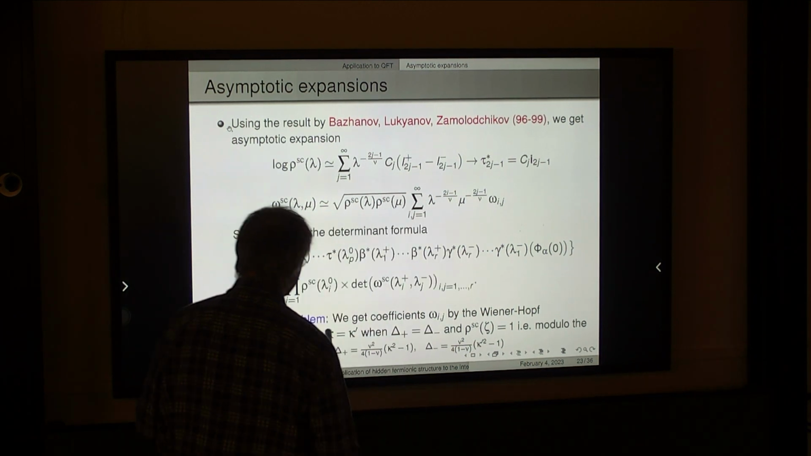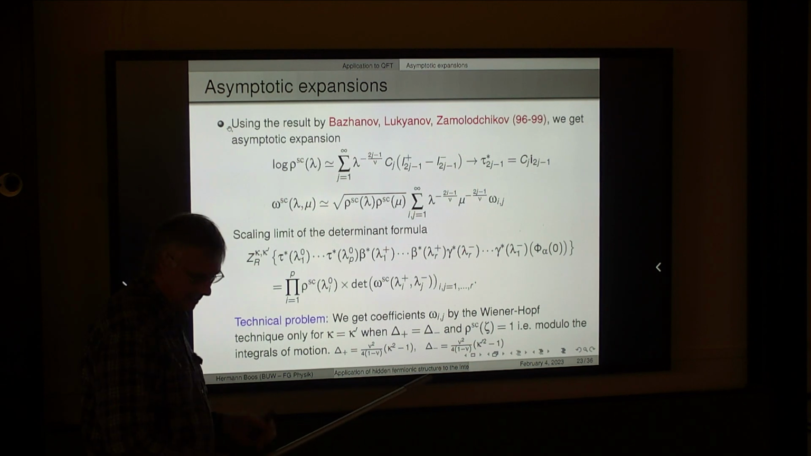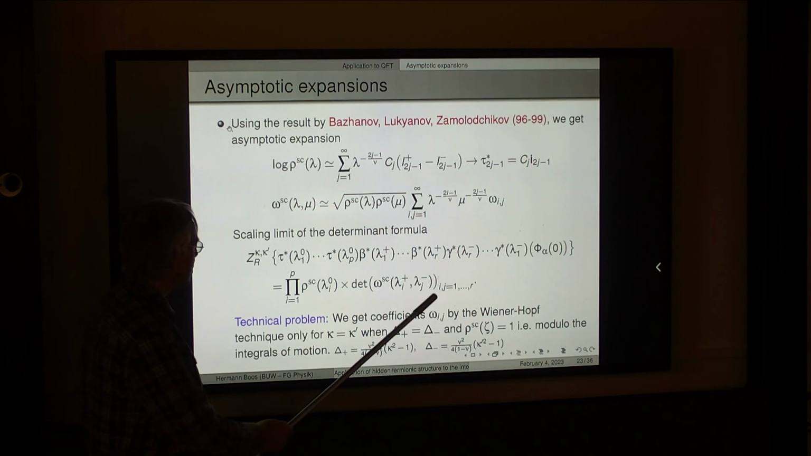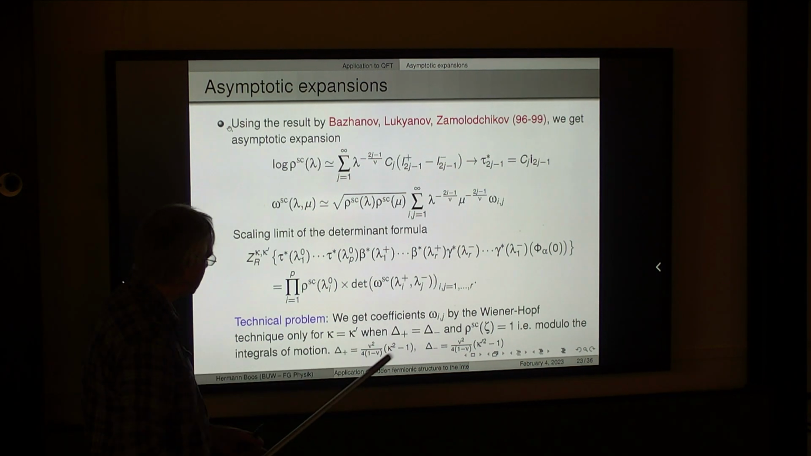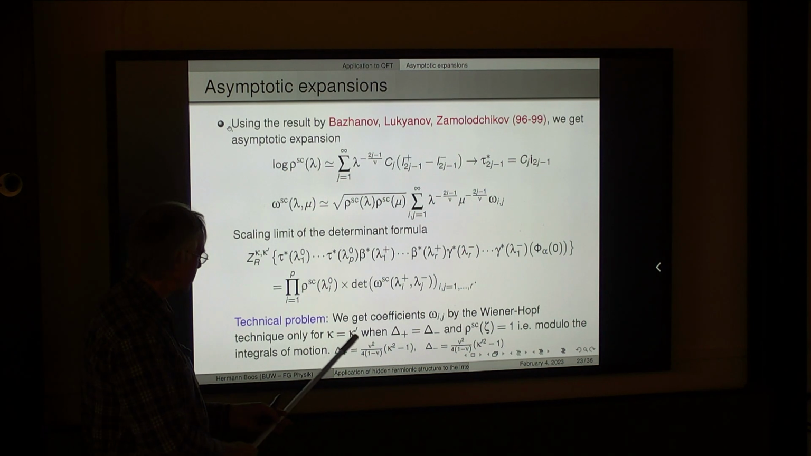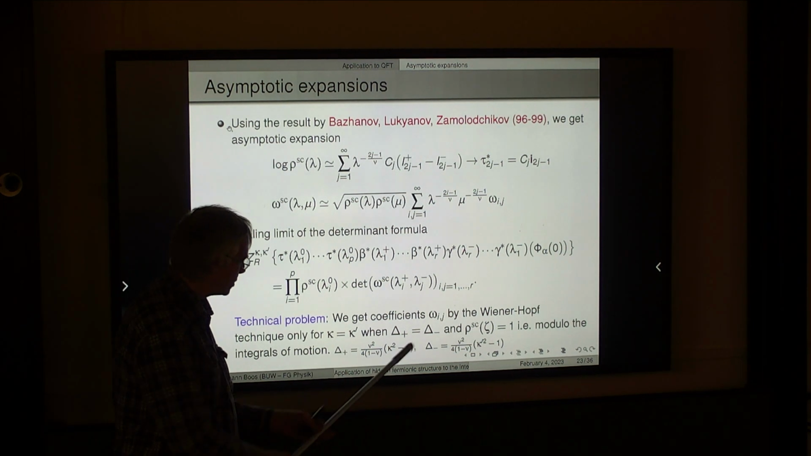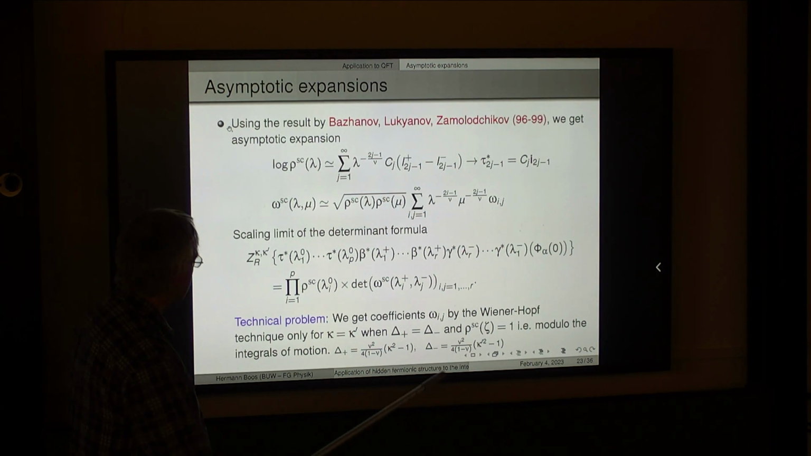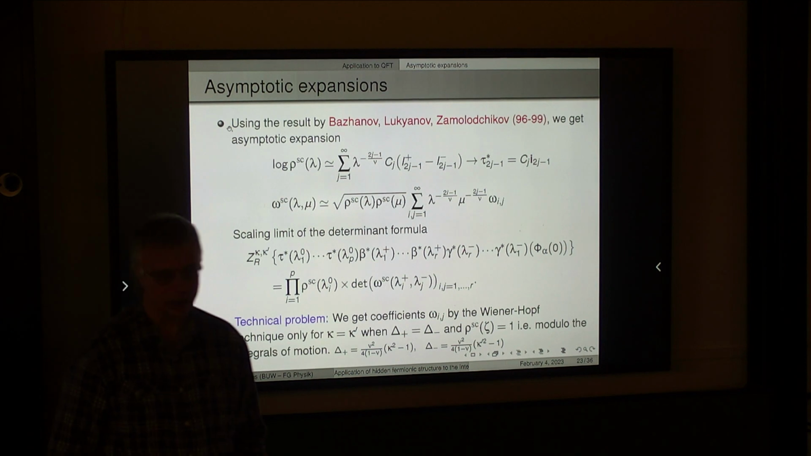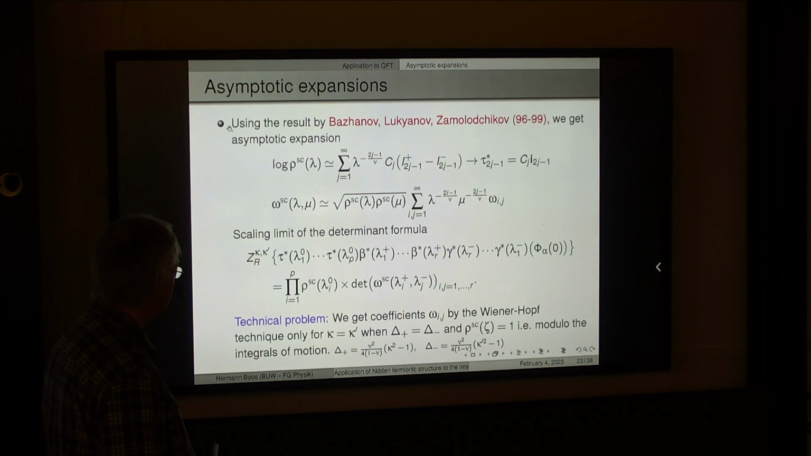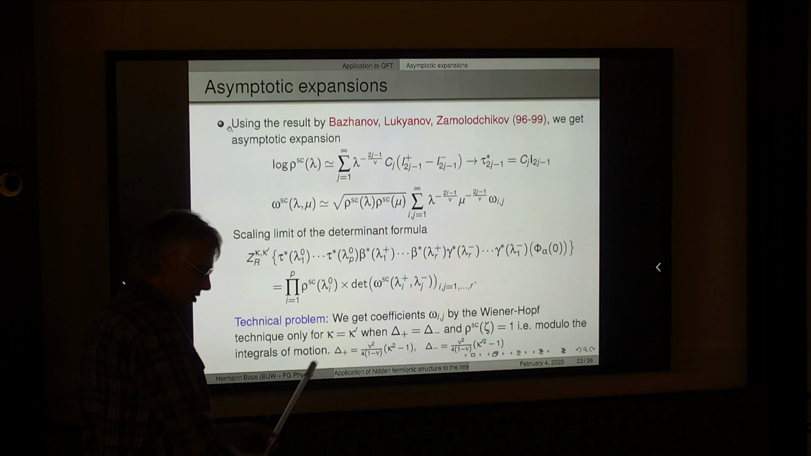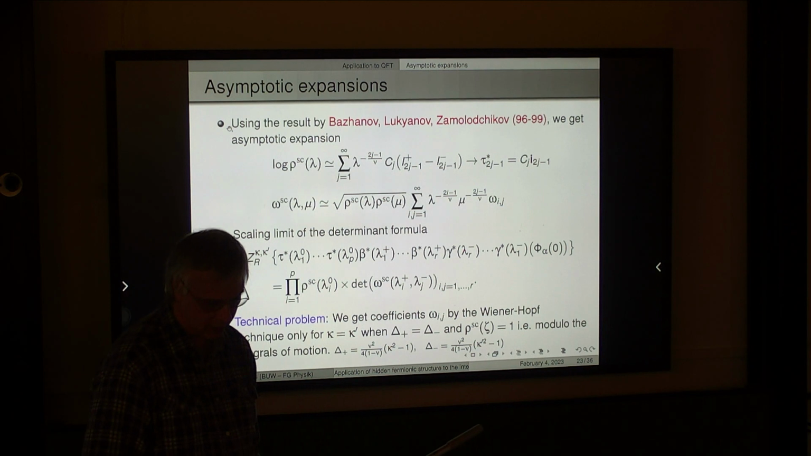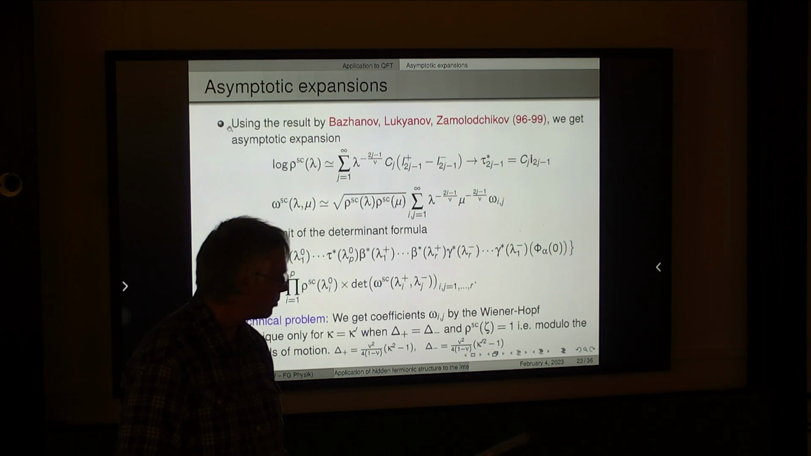So the technical problem is that we can proceed analytically so far for calculating these coefficients omega only for the case kappa equal to kappa prime and delta plus equal to delta minus, rho is 1. In this case, the Wiener-Hopf technique is applicable. And actually, we also do it when kappa is large, as a series with respect to inverse powers of kappa.